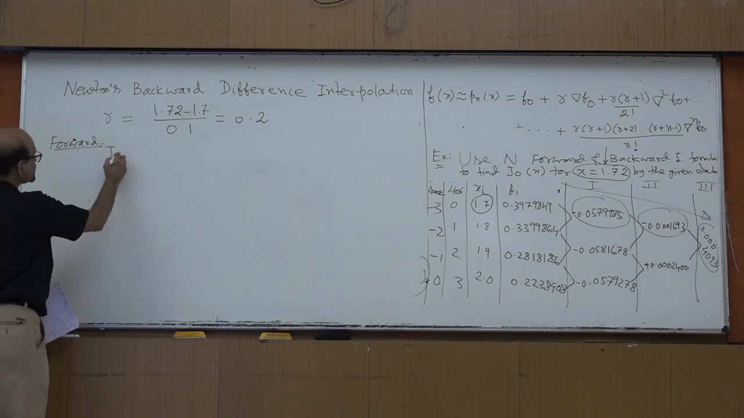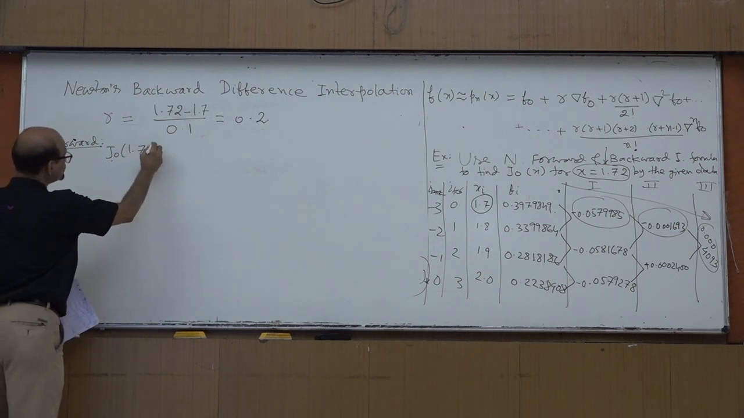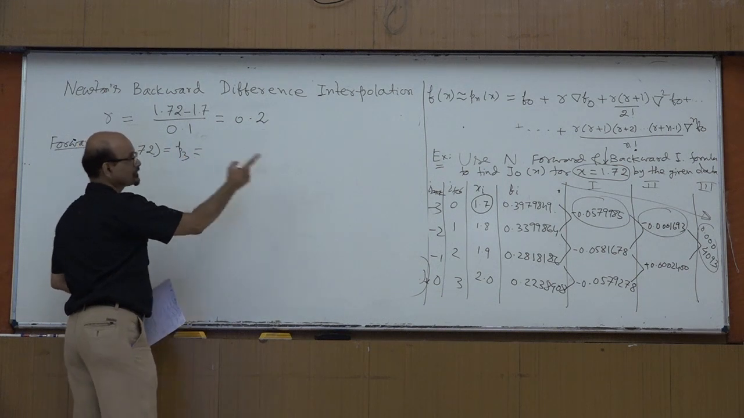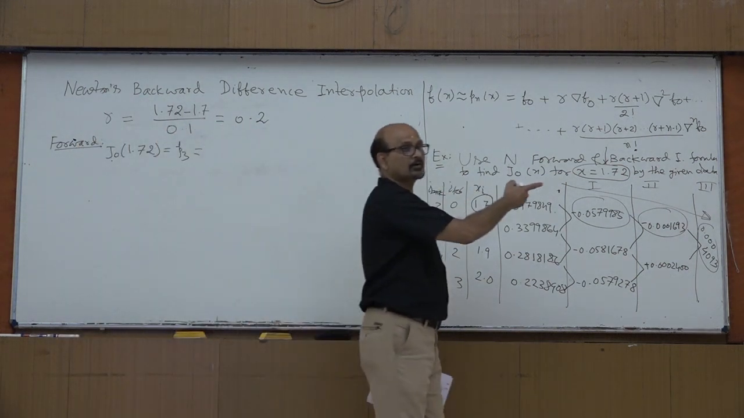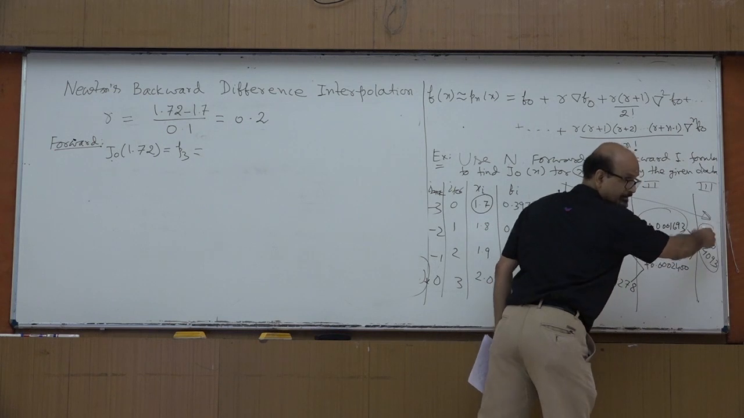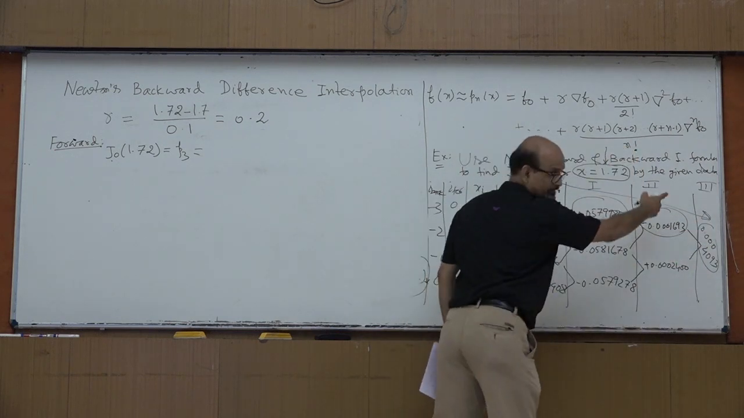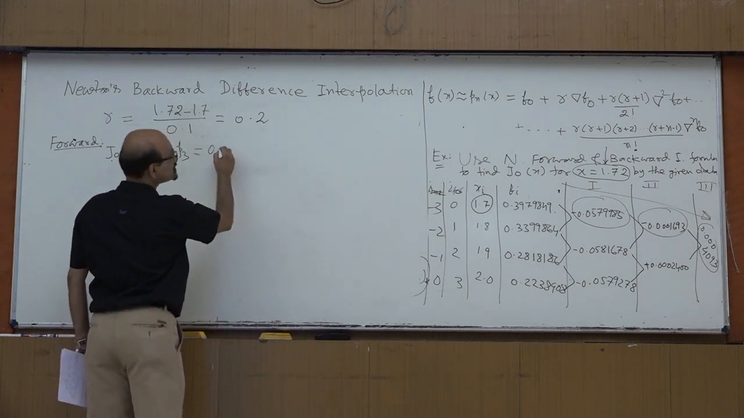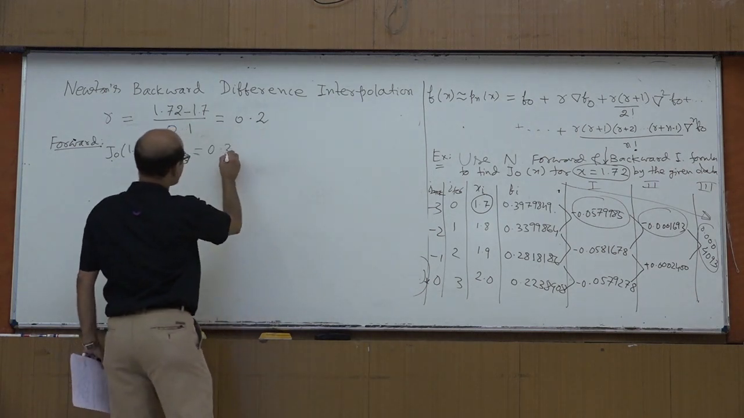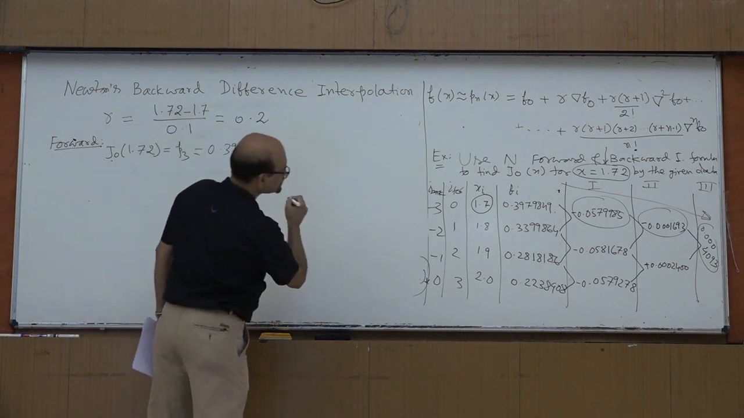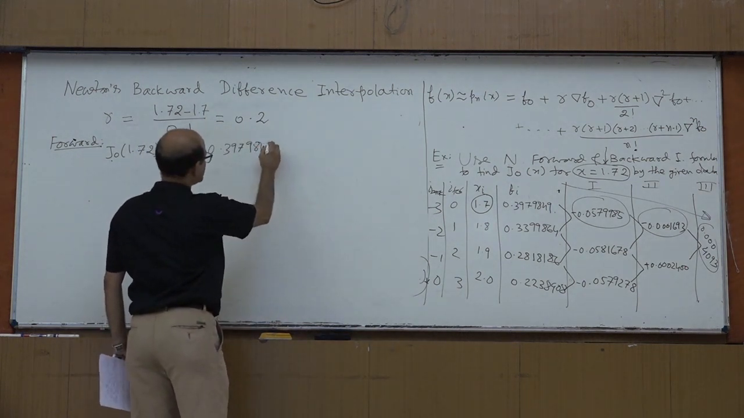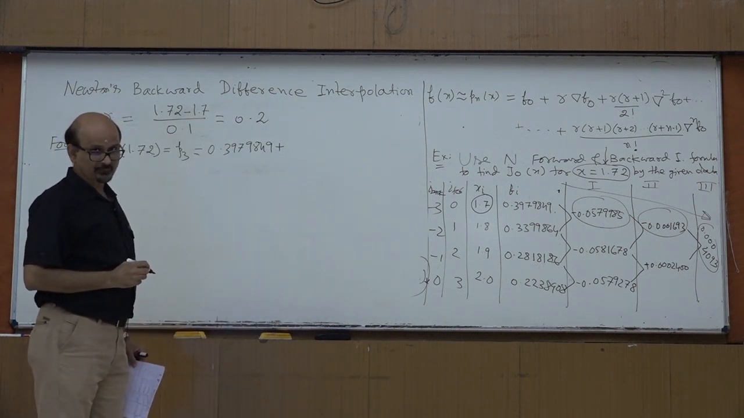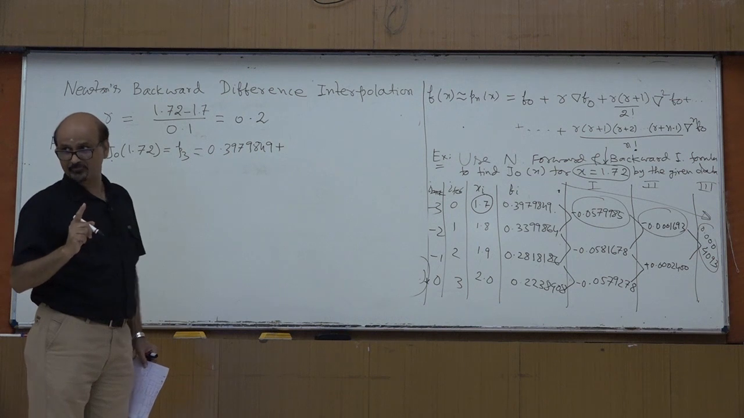That means J0 of 1.72. P3, because I can go up to P3, understood? This delta 3, first, second, third. So I can have the first term as F naught, that means 0.3979849 plus, as per the formula, it is R of delta F naught.